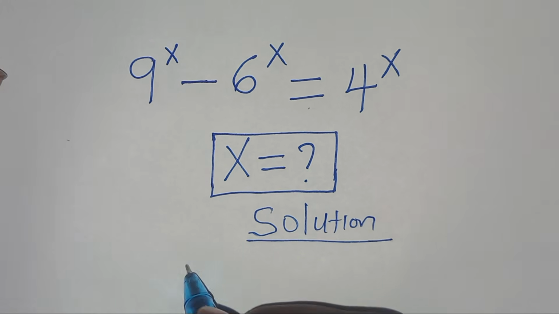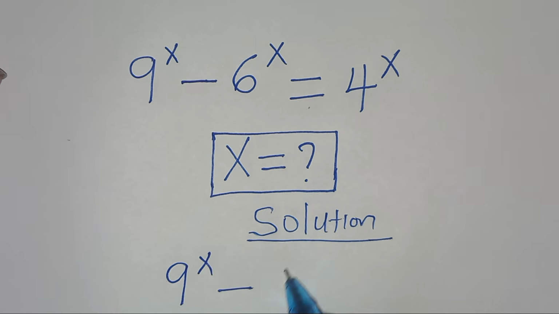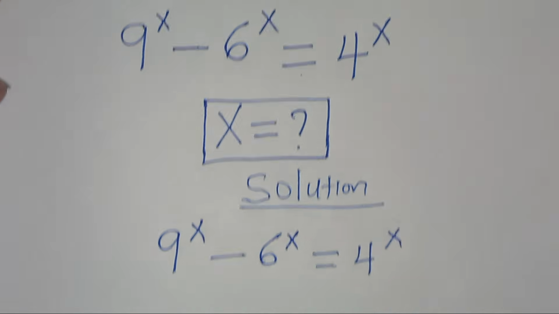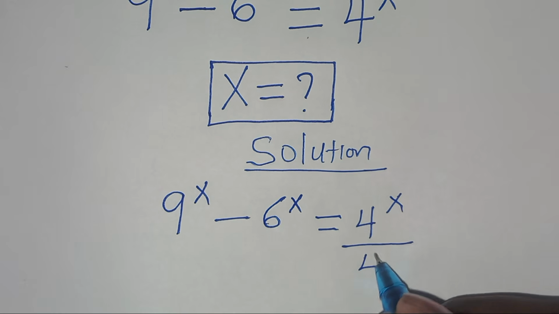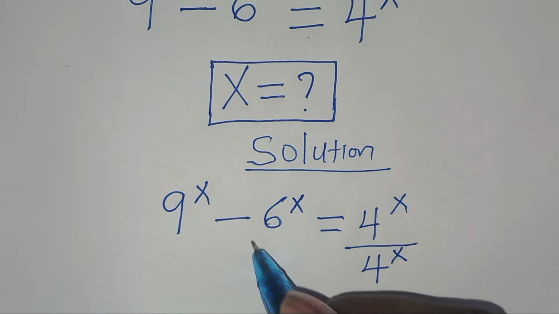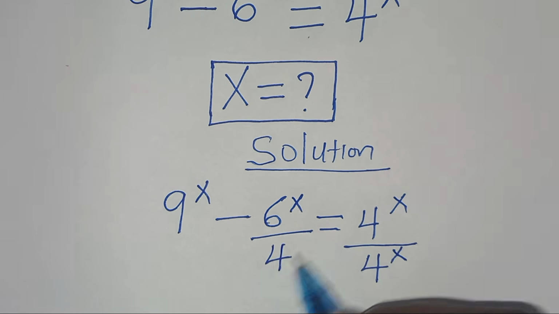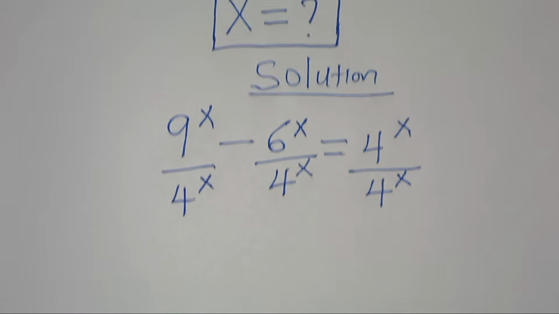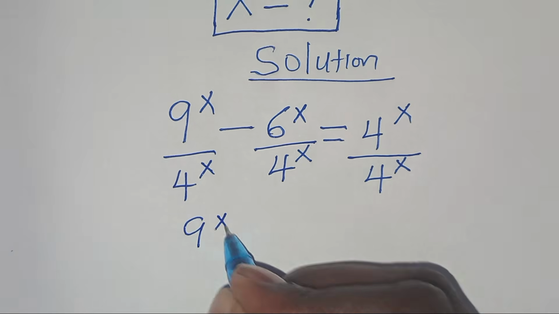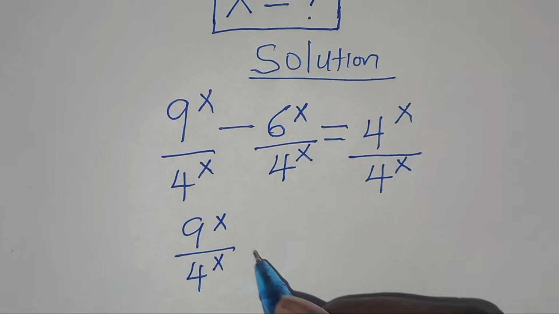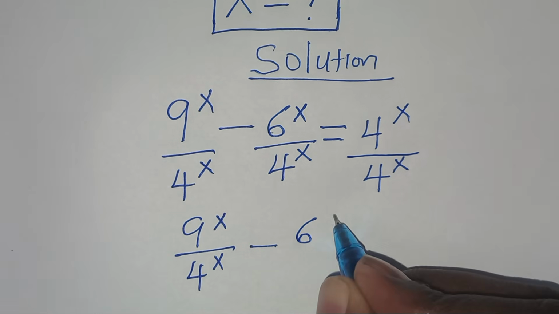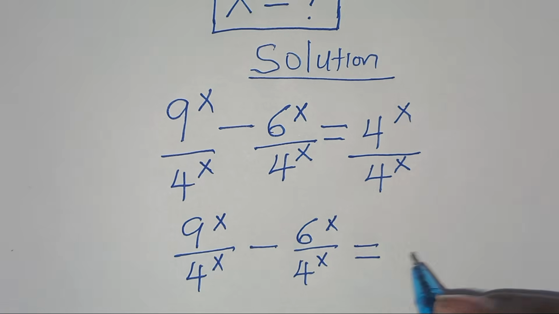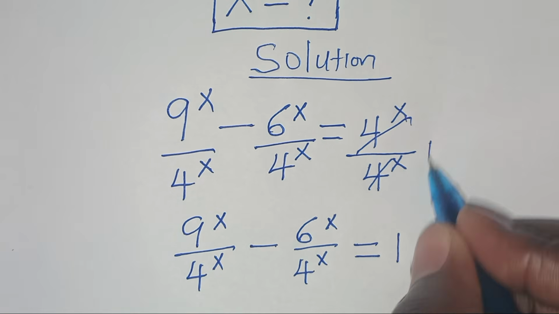So we have 9 to the power of x, subtract 6 to the power of x. This is equal to 4 to the power of x. So the first step is to divide by 4 to the power of x here. We divide also 6 to the power of x by 4 to the power of x, and here we have 4 to the power of x. Now we have 9 to the power of x divided by 4 to the power of x, subtract 6 to the power of x divided by 4 to the power of x. This is equal to 1. Now if you simplify here, we have 1.